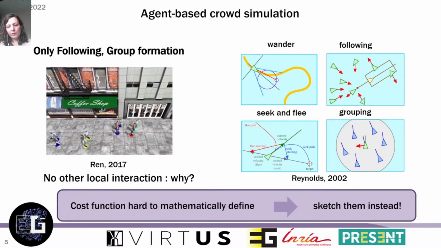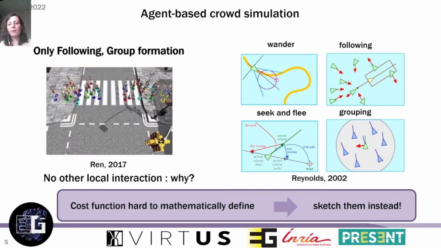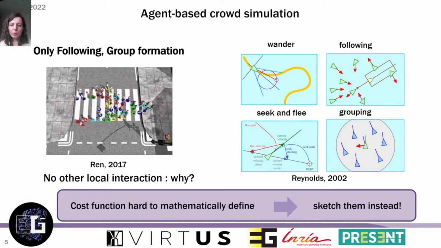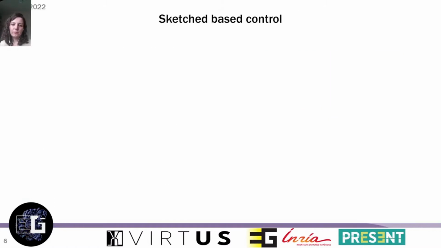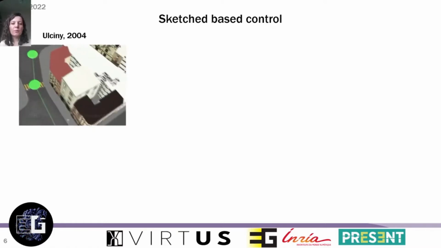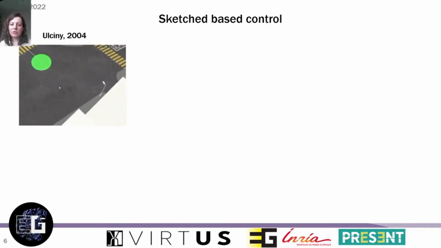So we would like to resolve this by proposing an intuitive method, and instead of defining the cost function mathematically, we want to draw them. But what about the already existing sketch-based methods? Various techniques, like Crowd Brush from Ulicny, propose a painting-based system for crowd simulation parameters, like populating an environment or creating paths for the agents.